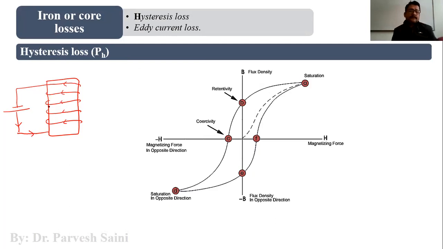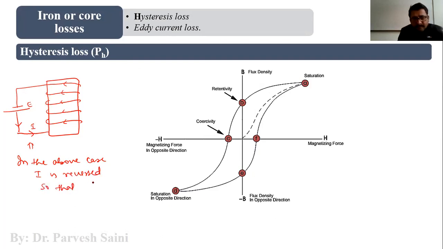So now this is H and this is I. Now in this situation, or in the above case, I is reversed, right? So that the residual flux becomes equal to 0. Now, what will happen?